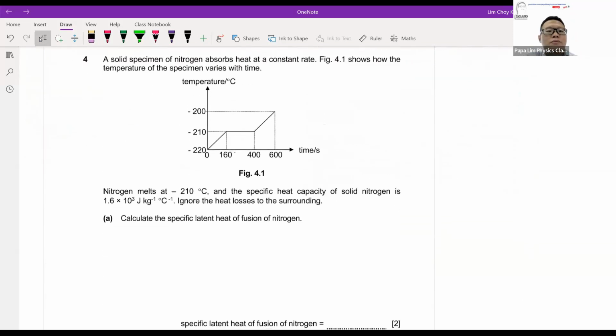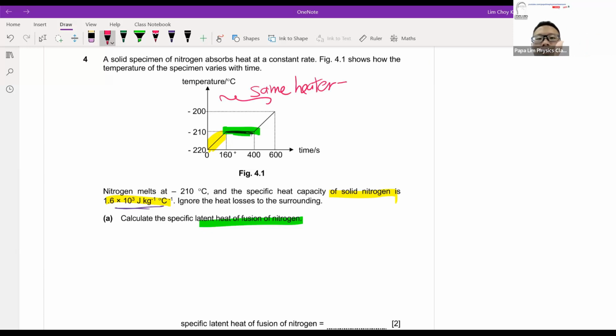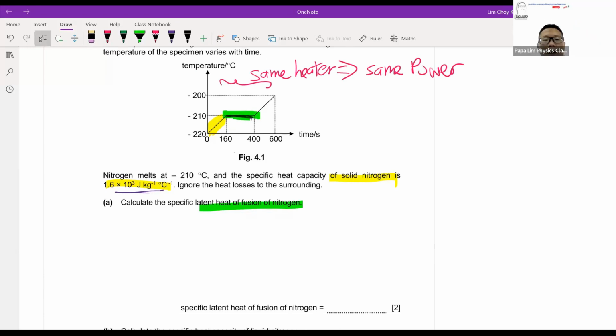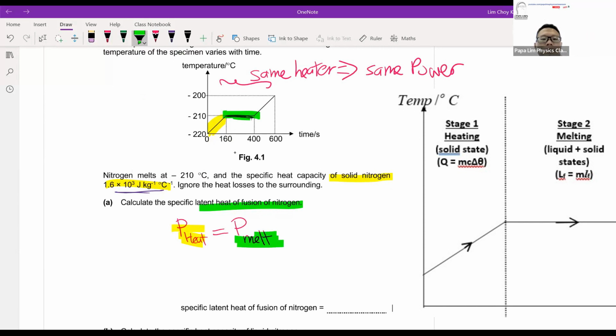Now, for question 4, we are looking for the specific latent heat of fusion, which means I need to know the mLF for this particular stage. The question says they use the same heater, which implies the same power. The power at heating is equal to the power at melting. Melting is the second stage, which is the green color one. They are the same power because they are the same heater.